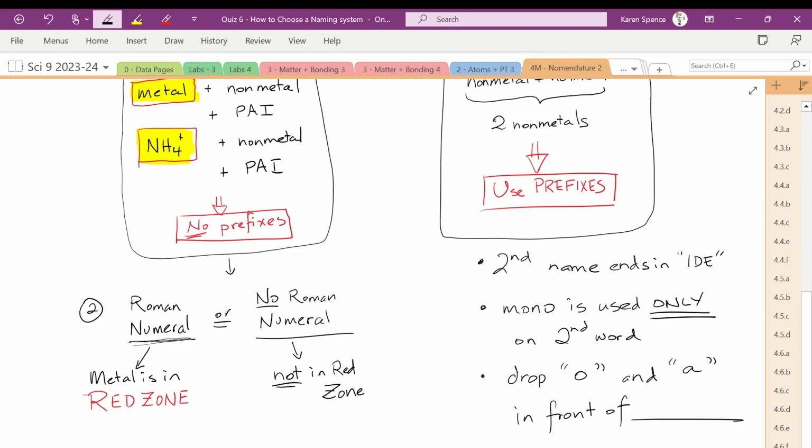But we don't drop them all the time. We only drop them in front of who? Oxygen, which could also be oxide. Only in front of those two. And only the O and the A. Don't drop an I. Don't drop things in front of other elements, just oxygen.